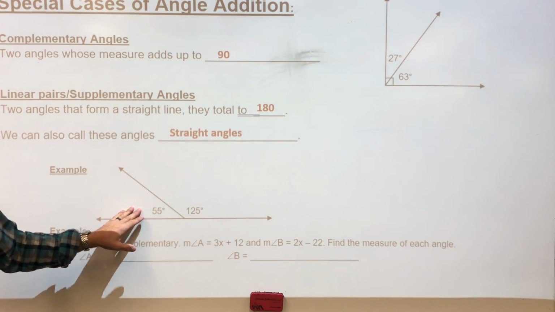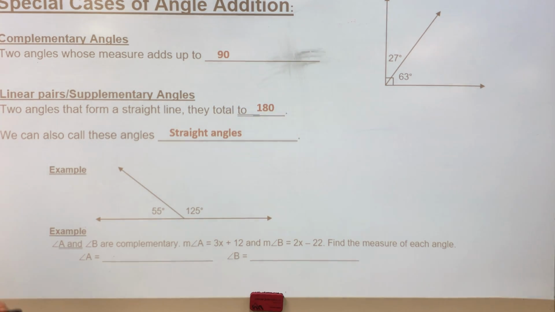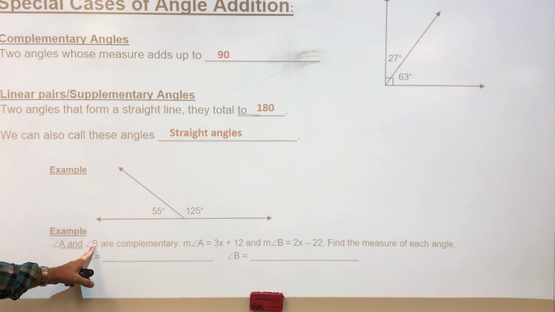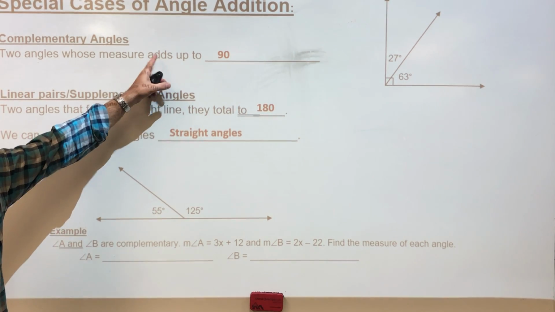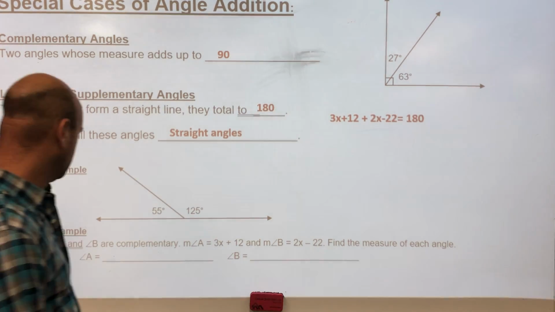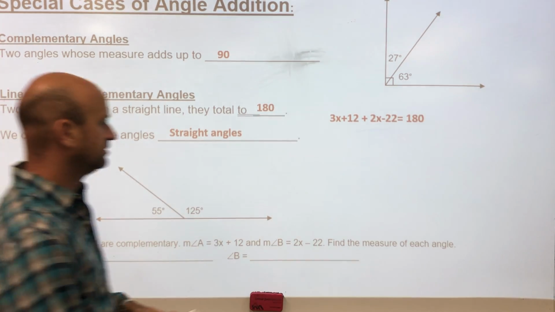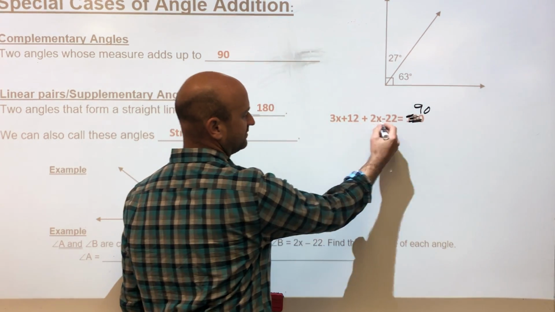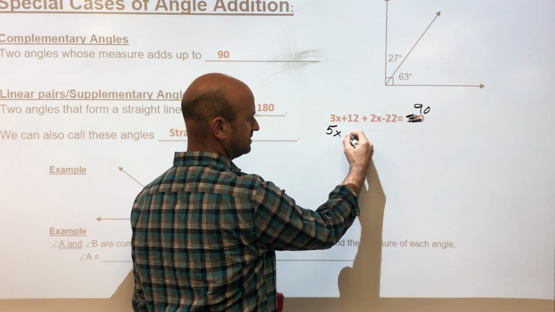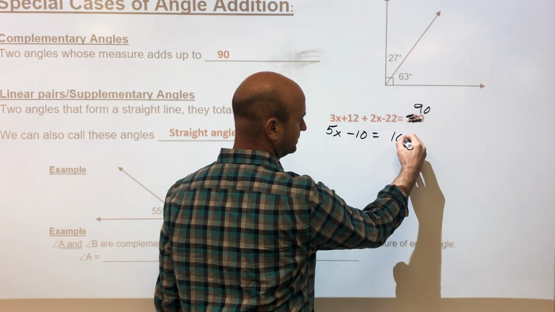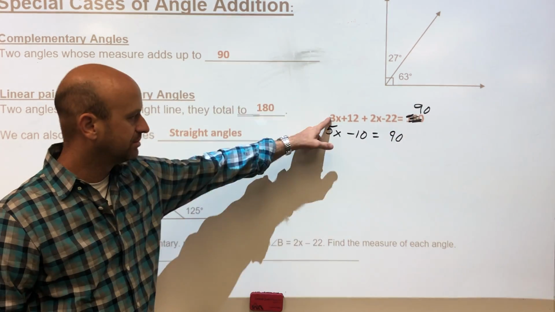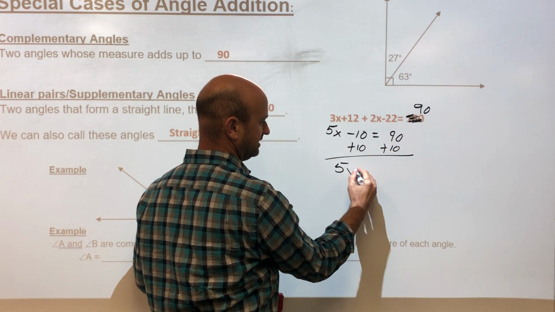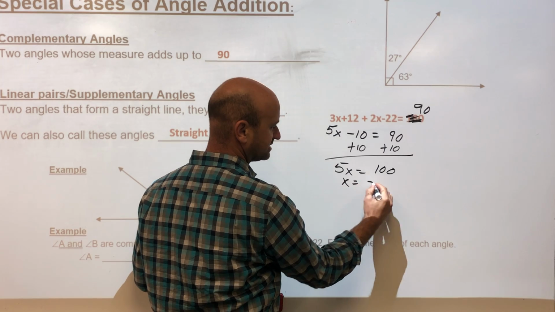All right, so here's an example where now it's not just numbers, we're going to use equations. So if they say A and B are complementary, what does that mean? That means that this part plus this part is equal to 90. Okay, so we're going to have 90. Made an error there, okay? All right, so in this problem, we have 5x minus 10 is equal to 90. We combine like terms, all right? And then I add 10 to both sides, and I get 5x equaling 100, x equals 20.